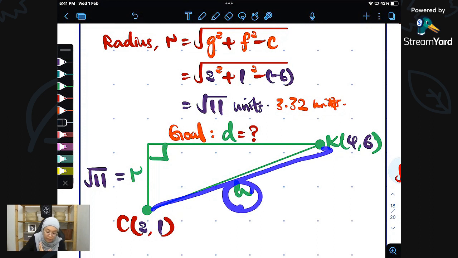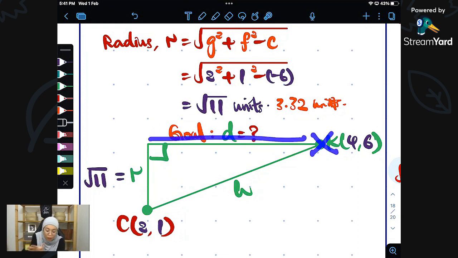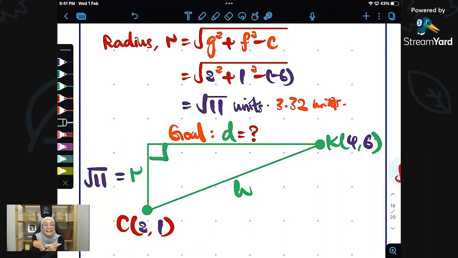I need to find this length of the hypotenuse first. Then I have the hypotenuse, I have this line, and eventually I get my goal, which is the length of the tangent from the point K to the circle. The circle is here, guys. If I want to draw it, the circle is here. I hope you understand. You can compare it with my notes there.